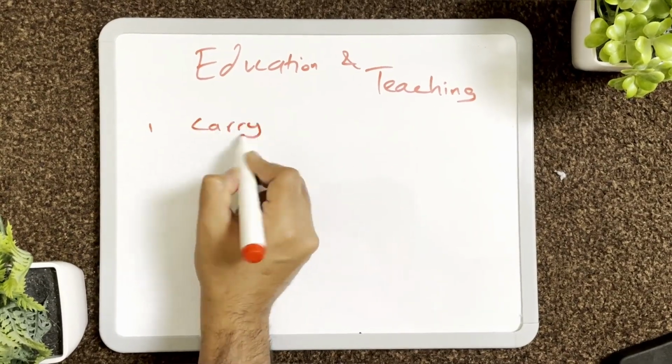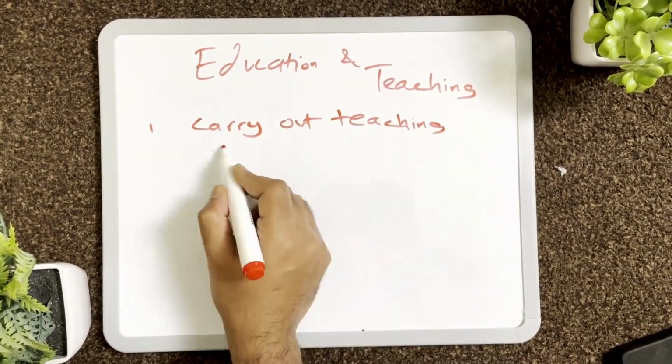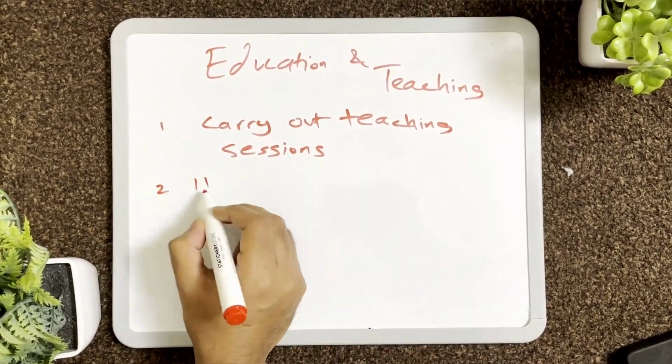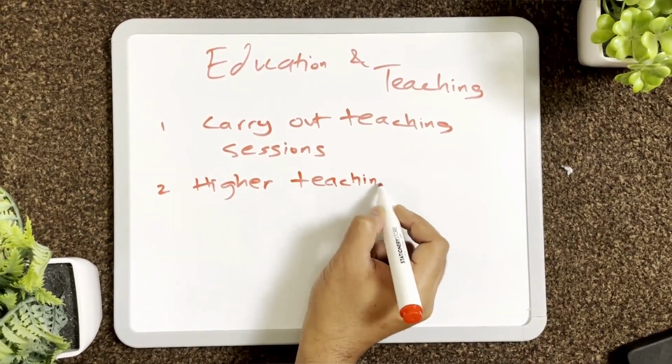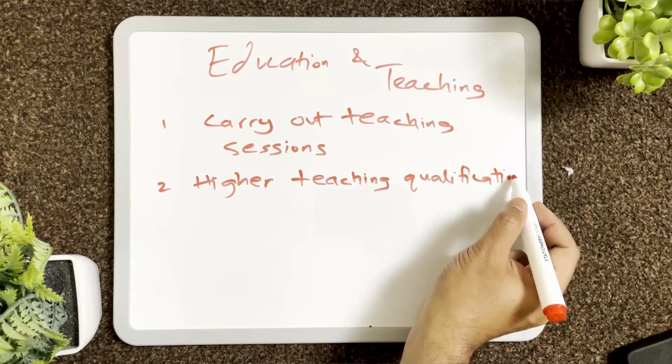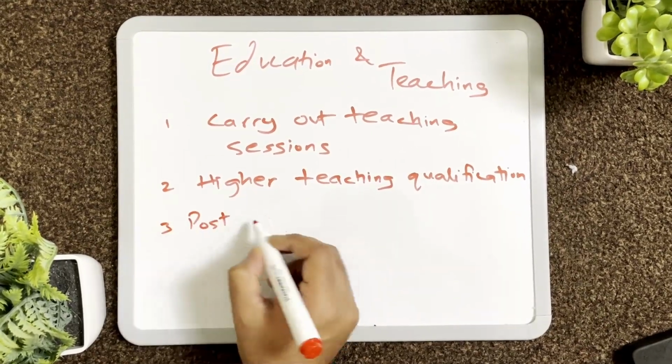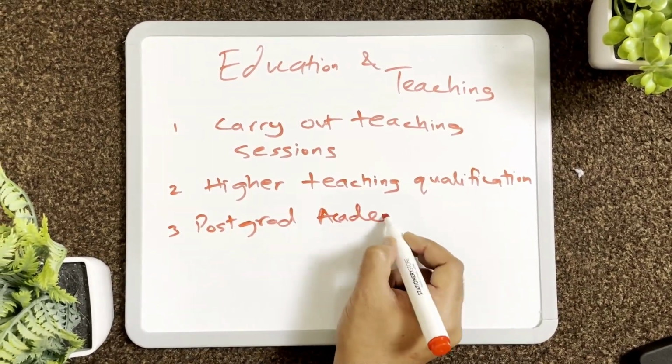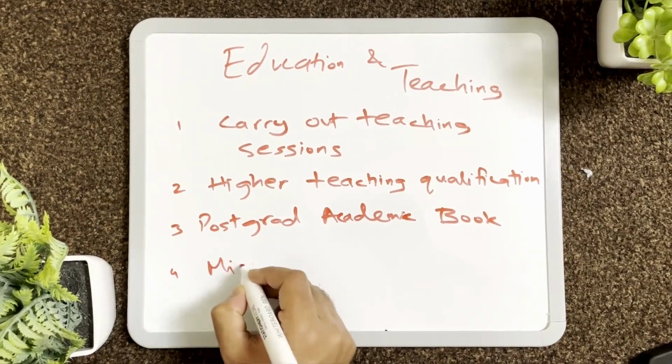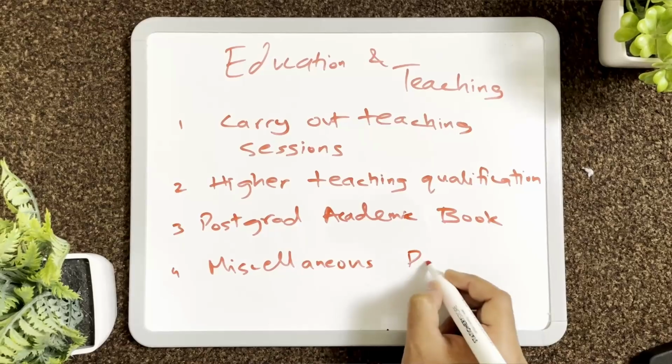It is made up of a few sections, and I will take you through each section at a time. So the sections are: number 1, when you carry out multiple teaching sessions; number 2, if you have done any higher teaching qualifications; and number 3, if you have contributed to a postgraduate academic book, whether that was writing the whole book or if you wrote a particular chapter only. And finally, we'll talk about some miscellaneous score points that you get if you have that evidence.